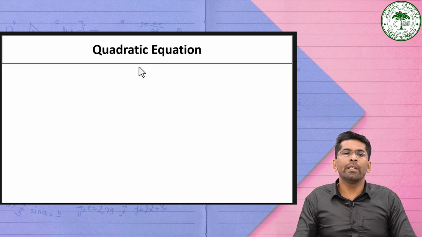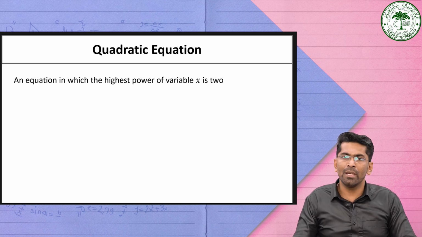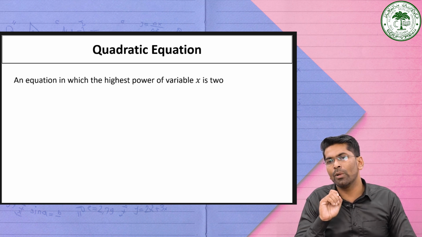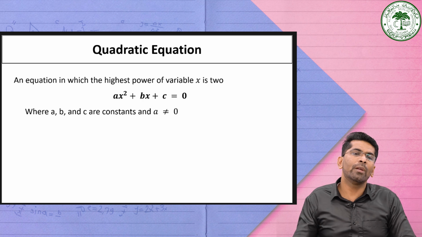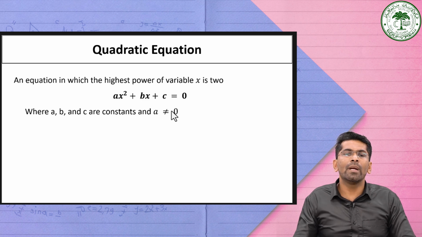Now another type of equation is the quadratic equation. We have already discussed the quadratic function as well. Similarly, an equation in which the highest power of the variable x is 2 is called an equation of second degree, or quadratic equation. That is, a quadratic equation is a second degree polynomial equation, meaning the highest power of the variable is 2. The general form of the quadratic equation is ax squared plus bx plus c is equal to 0, where a, b, c are constants but a is not equal to 0. So consider one example here.